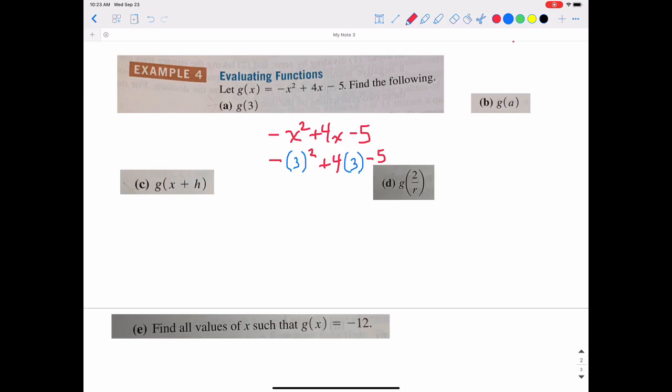So again, that would be 3 squared, which is 9, but the negative is not squared, so negative 9 plus 12 minus 5. Negative 9 plus 12 is 3. 3 minus 5 is negative 2. So g of 3 would equal negative 2.